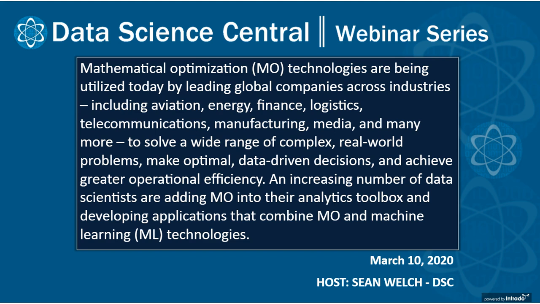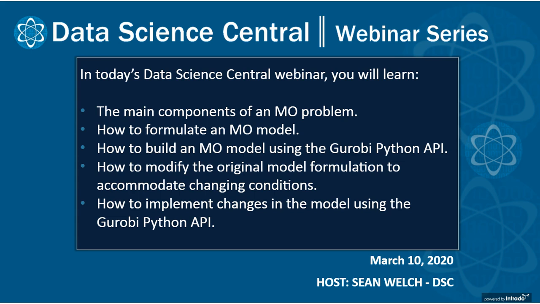Mathematical optimization, MO, technologies are being utilized today by leading global companies across industries, including aviation, energy, finance, logistics, telecommunications, manufacturing, media, and many more, to solve a wide range of complex real-world problems, make optimal data-driven decisions, and achieve greater operational efficiency. An increasing number of data scientists are adding MO into their analytics toolbox and developing applications that combine MO and machine learning technologies. In today's Data Science Central webinar, you will learn the main components of an MO problem, how to formulate an MO model, how to build an MO model using the Gurobi Python API, how to modify the original model formulation and accommodate changing conditions, and how to implement changes in the model using the Gurobi Python API.